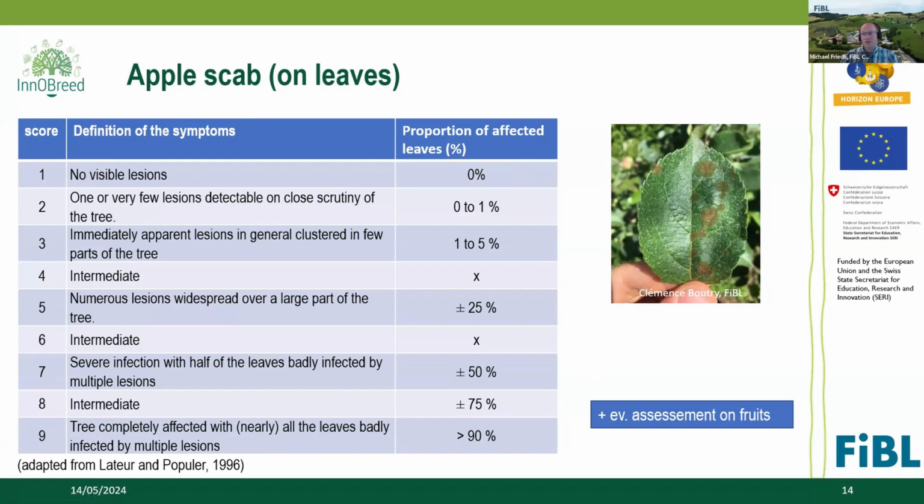proportion of affected leaves. And in our region, the best time for the assessment is around June, I would say. And besides the assessment of apple scab on leaves, it's also possible to assess the scab on the fruits. Then this later on, of course, will be towards the harvesting period.